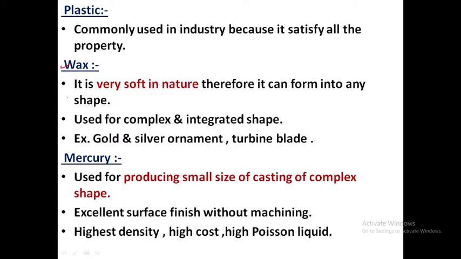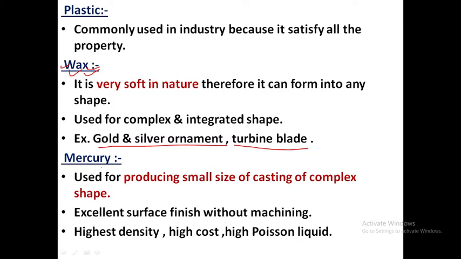Wax, as we know, is very soft in nature, so we can give any type of shape to this wax. Also, we can give any complicated shape to this wax, and the examples are gold and silver ornaments and turbine blades, for which wax patterns are normally used. Also, one of the types of casting is investment casting, where wax is also used, that we will see in our upcoming lecture.